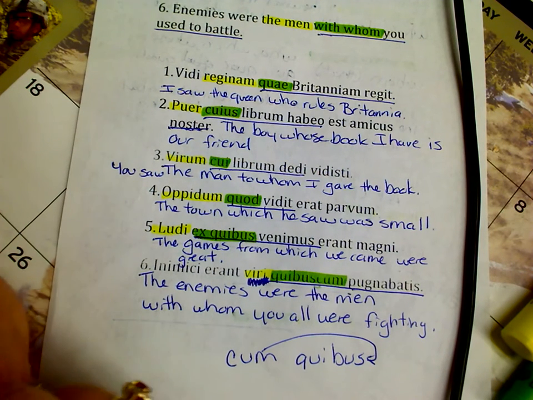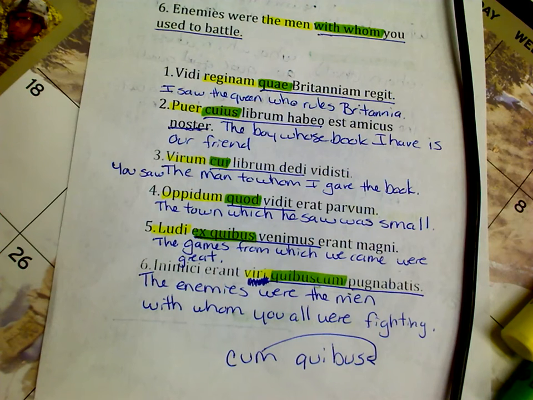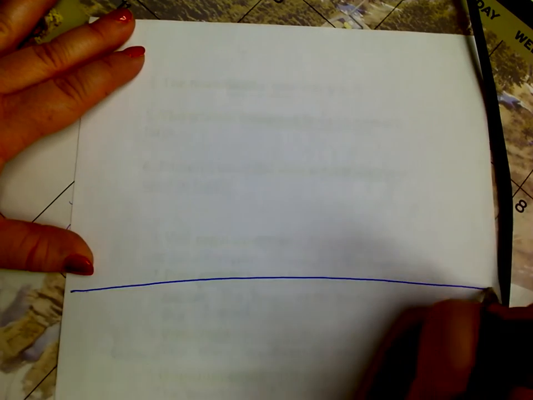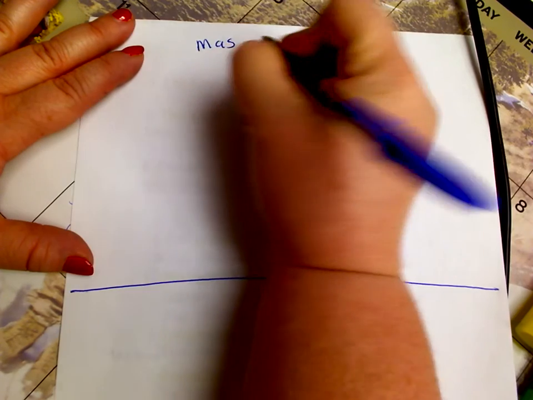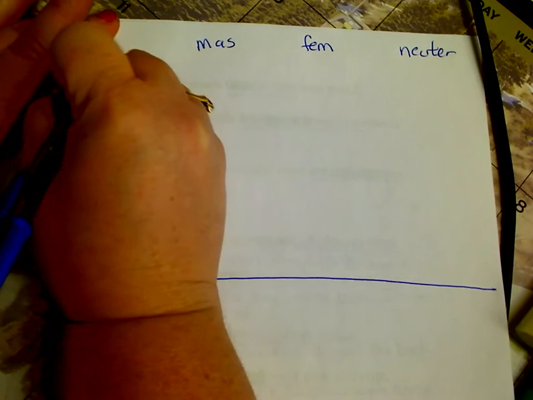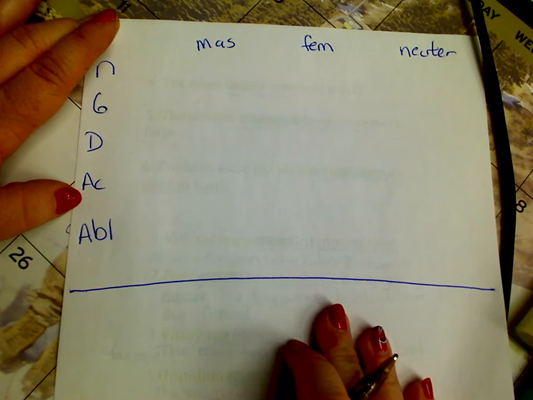All right, so here you go. If you have any questions, just let me know. I'm also going to go ahead really quickly and make the chart that you need in order to have all the relative pronouns. So we'll just go ahead, start making our chart. The top part's going to be the singular, the bottom part's going to be the plural. Remember, as always, the three genders, masculine, feminine, and neuter. You have nominative, genitive, dative, accusative, and ablative for your cases.